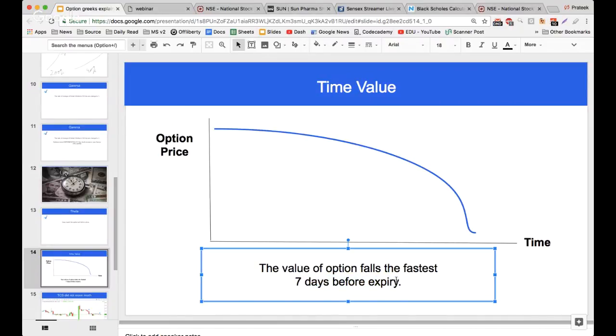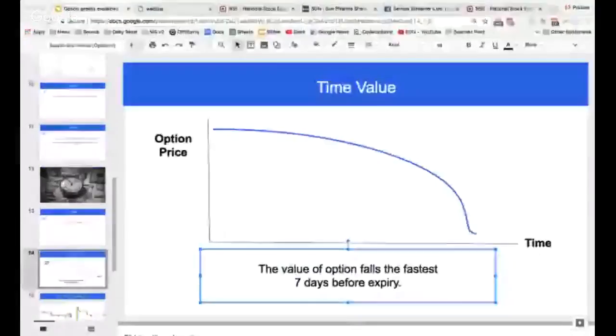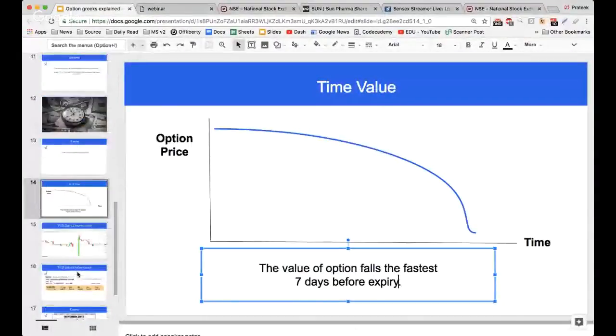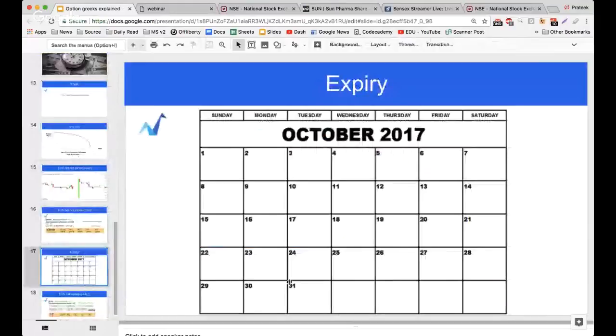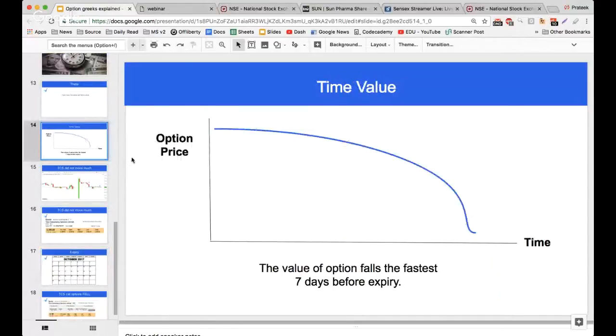What is the expiry for October? Who can tell me? I want the date. Yes, that's right. The date is right here, 26th of October. Absolutely right. Now, guys, I have a question for you that I'm going to show you. Let's go back, so everyone understands expiry. I just wanted to make sure everyone knows what expiry is.